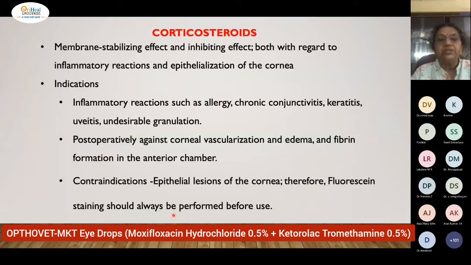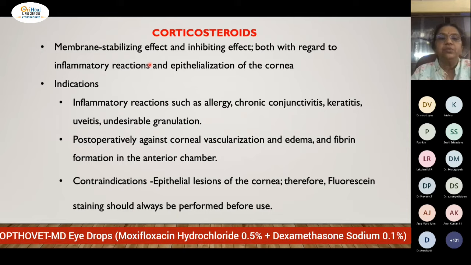Corticosteroids are the major mainstay of treatment in the eye, and their membrane stabilizing effect and inhibiting effect are very prominent with regard to the inflammatory reactions and also to the epithelialization of the cornea. So that will affect healing. That is why you should be very careful when you use corticosteroids topically.